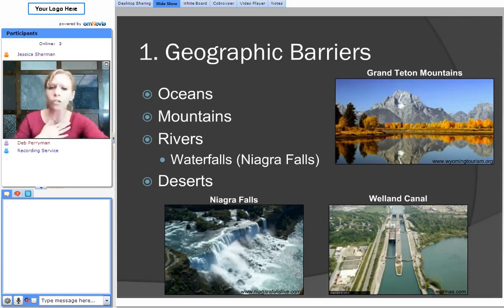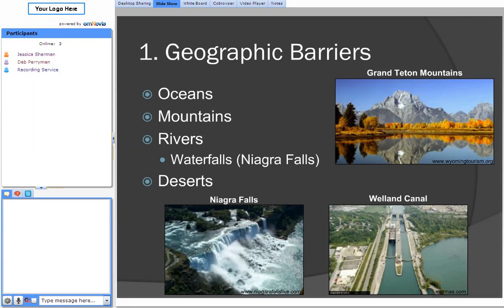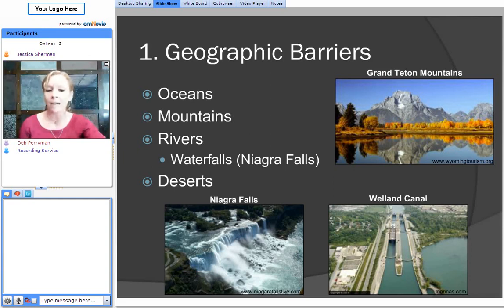Okay? So the geographic barriers are typically oceans, or mountains, rivers, or deserts. And so what we see around the Great Lakes Basin is that what used to be a geographic barrier was Niagara Falls, which you can see down in the bottom left picture. And so in order to get ships through from the ocean to the Great Lakes, they developed a canal system. It's called the St. Lawrence Seaway, and it was used to bypass Niagara Falls so that ships could get from the St. Lawrence River to Lake Ontario.